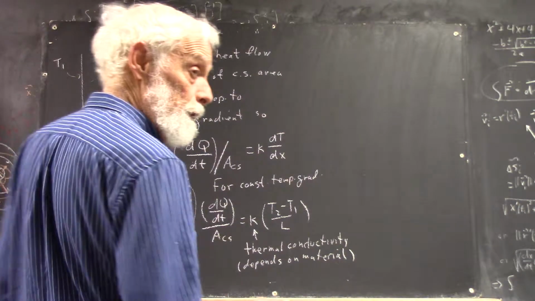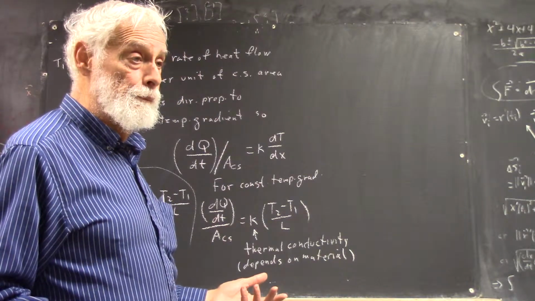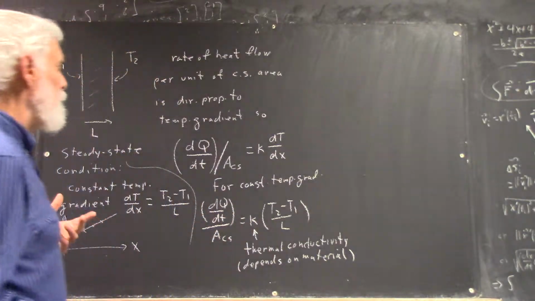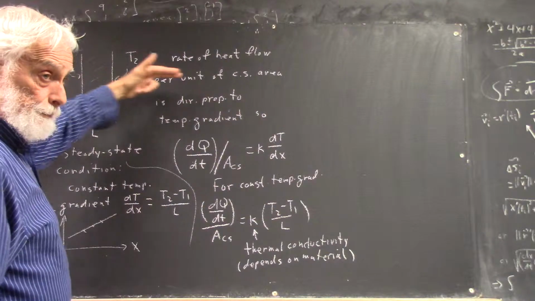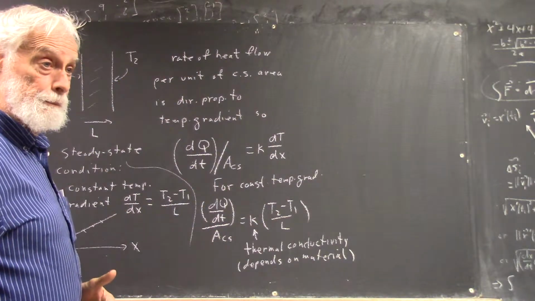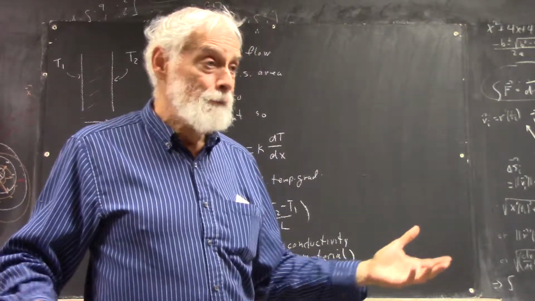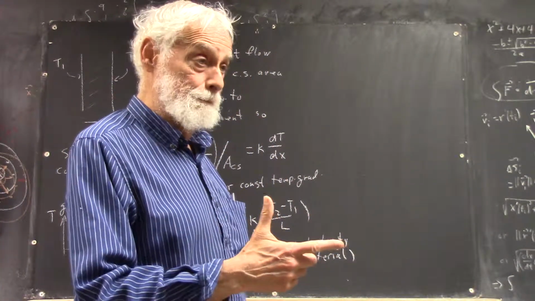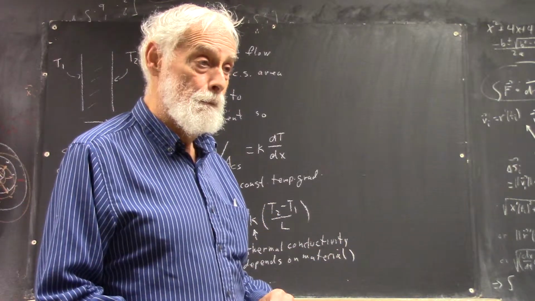Is cross-sectional area the area of T1 and T2? It's the area perpendicular to the direction of heat flow, just as in electrical conduction, it's an area perpendicular to the direction of the current. So if heat flows along L, it's going to be a plane perpendicular to that.